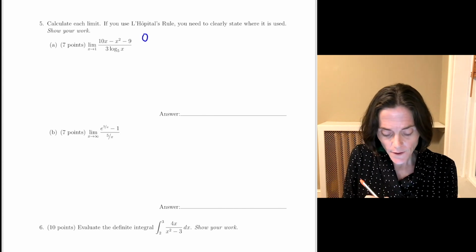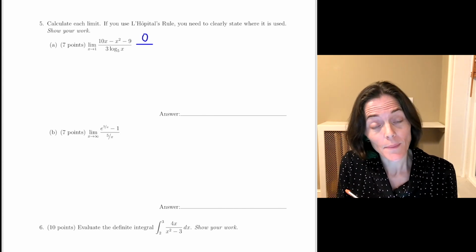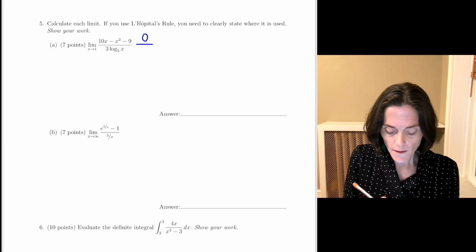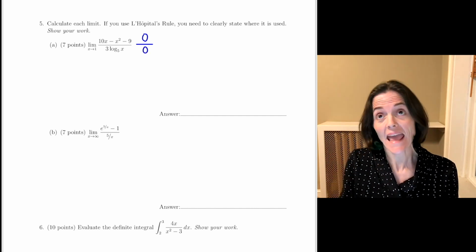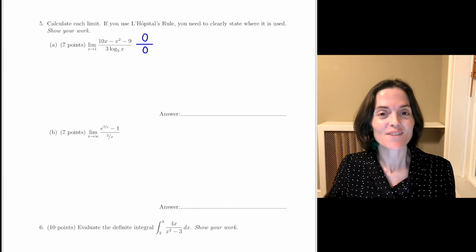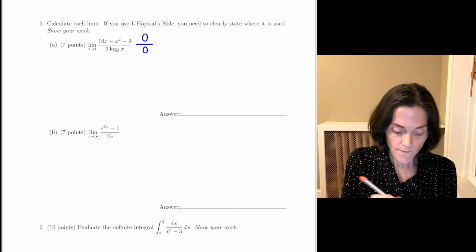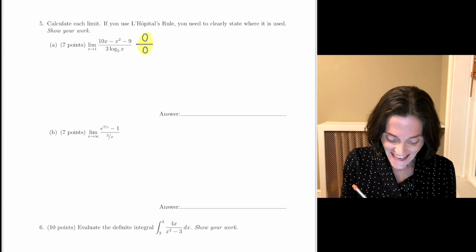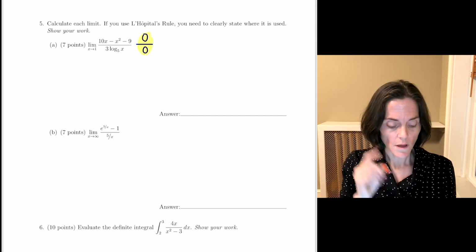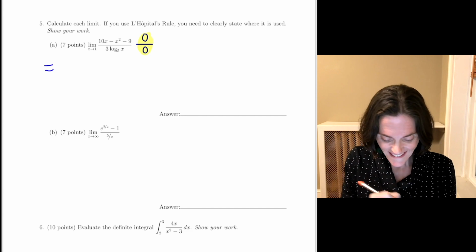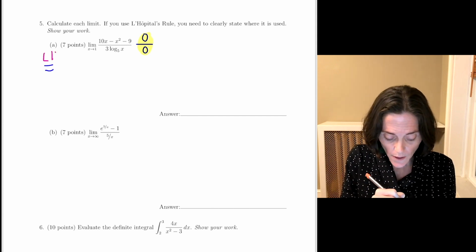And in the denominator, we have 3 times the log base 5 of 1. Well, the log base a of 1 is always 0 because a to the 0 gives us 1. So in fact, we have 0 over 0. In fact, L'Hopital's rule applies. So let's mark it. This is part of it.